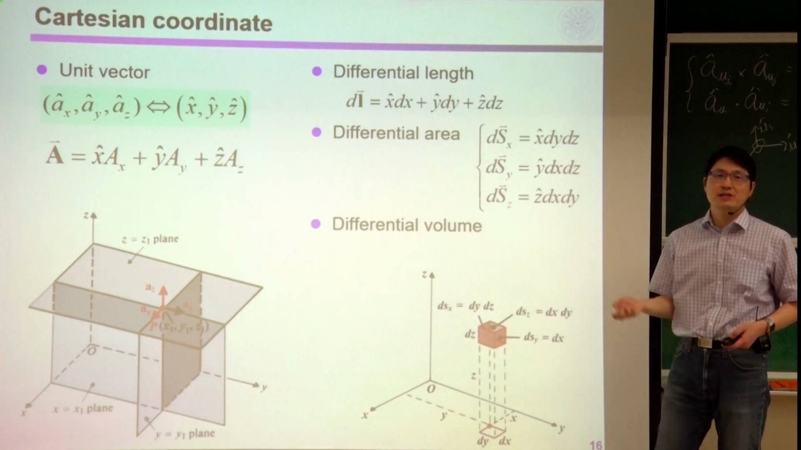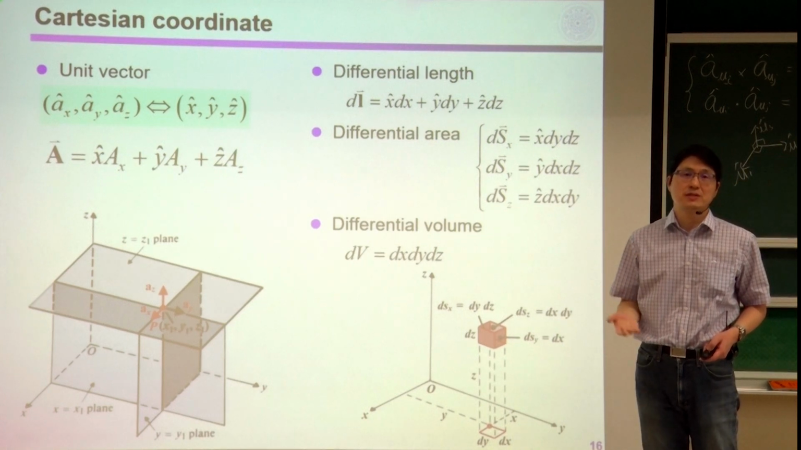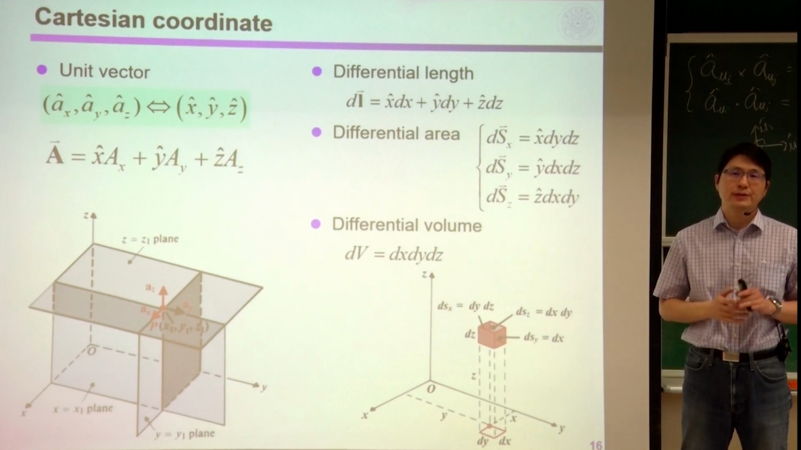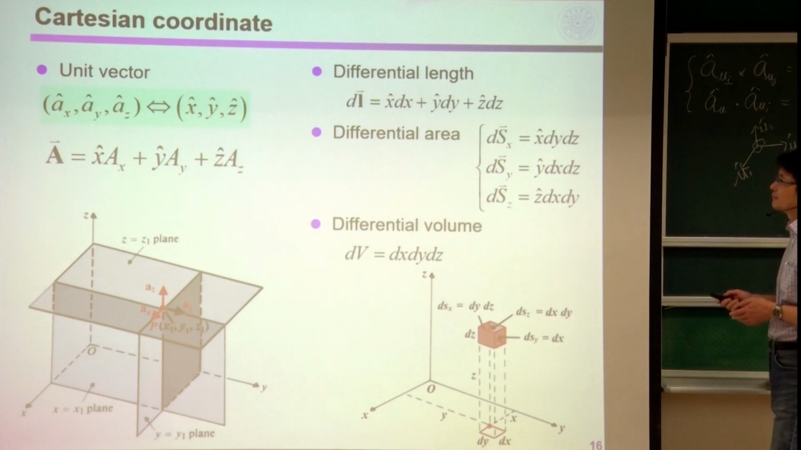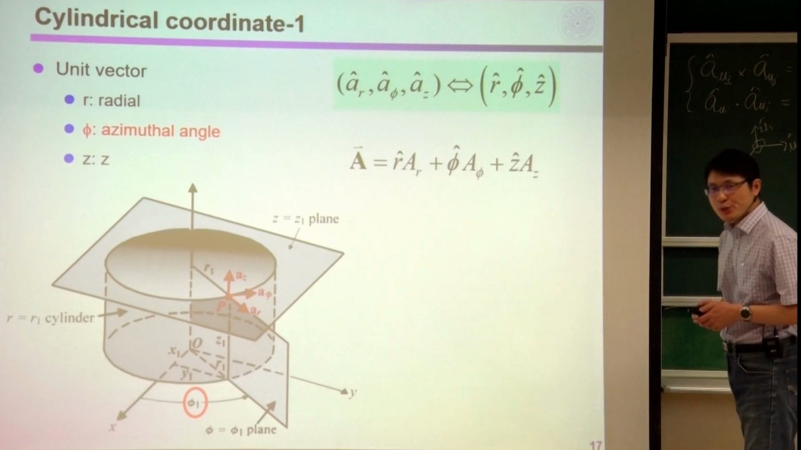Straightforward multiplication of dx, dy, and dz. Straightforward. Okay, nothing tricky. Now let's move on to cylindrical coordinates.